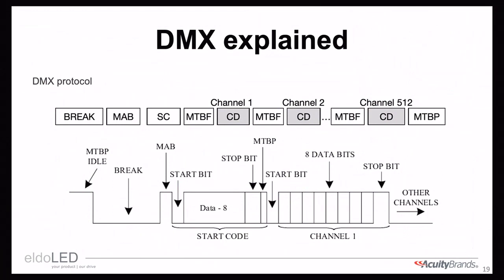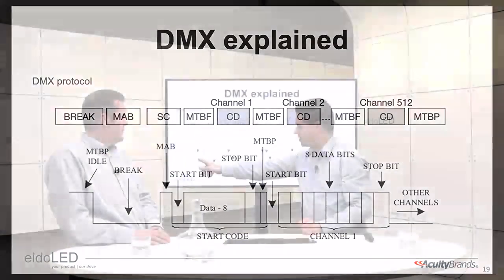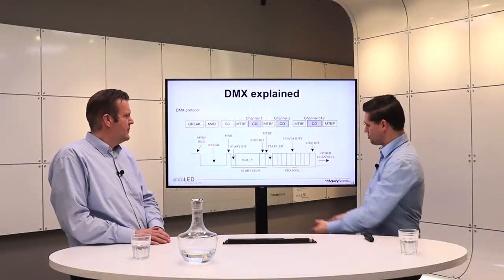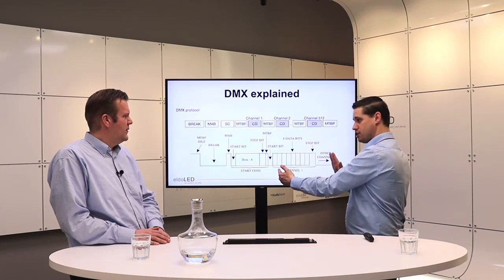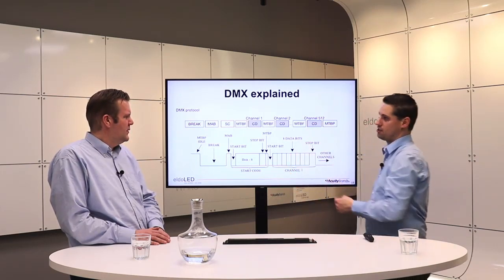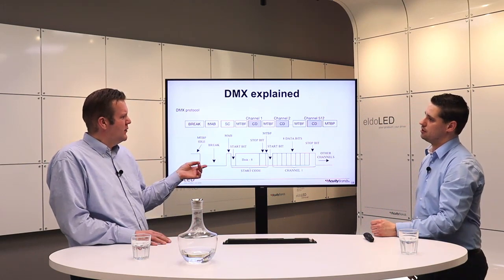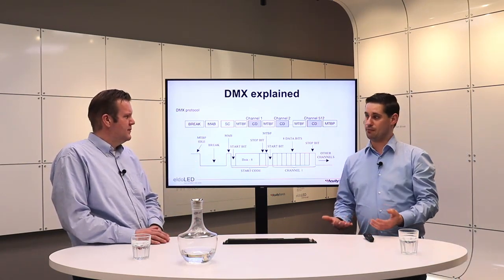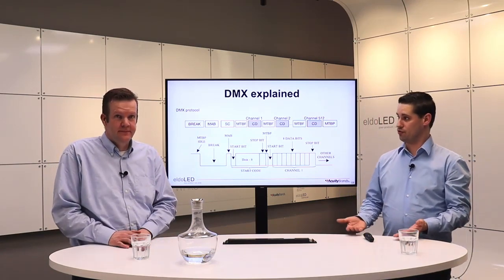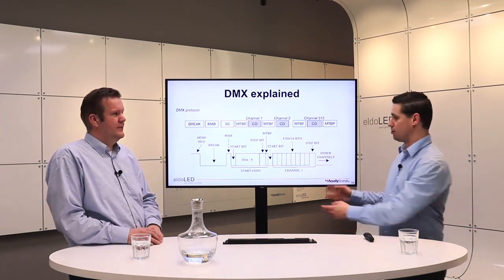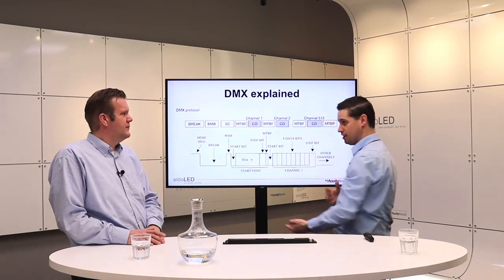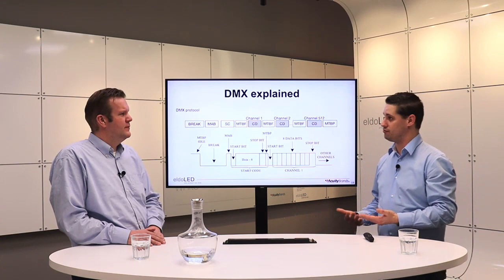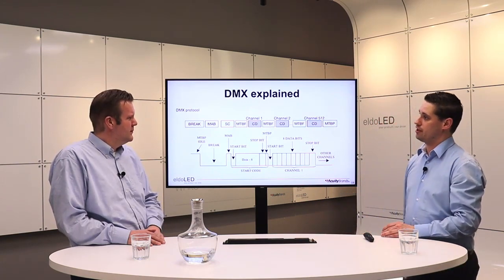Then we're in the idle state, we receive the break again, and we go through the same sequence again. So you get 512 individual dimming levels sent directly after each other. And that is, I can recall, 44 times a second. Indeed. A typical update frequency of a DMX frame rate is 44 hertz, because that typical frame takes 22 milliseconds in total to transmit all those 512 DMX channels over the cable.